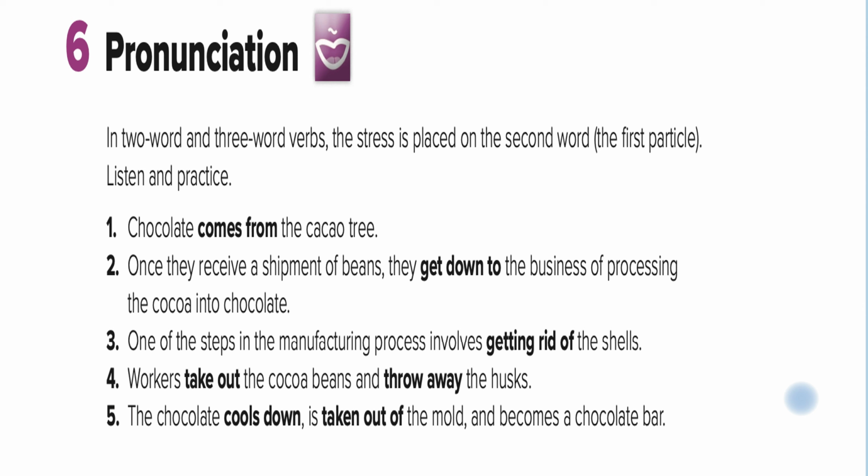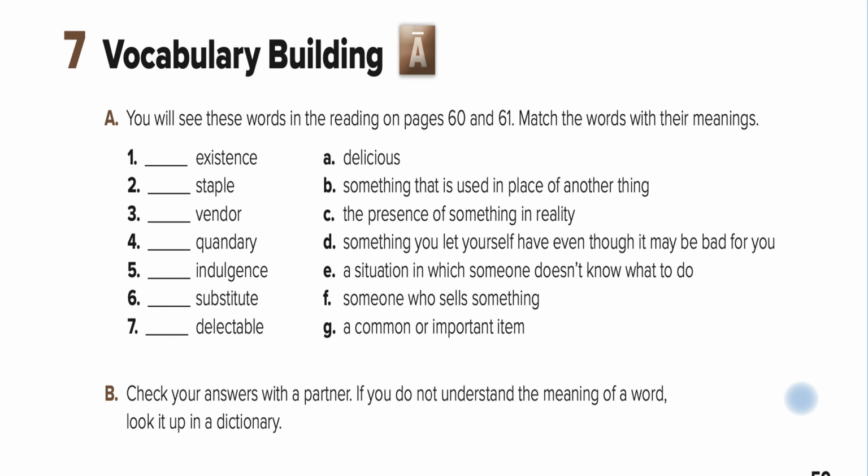Okay, so right now you can just practice pronouncing 2-word and 3-word verbs. And of course, the more you practice, the more you will pronounce them accurately. And right now, let's move on to 7, vocabulary building. Okay, so you will see these words in the reading on pages 60 and 61. And you have to match the words with their meanings.